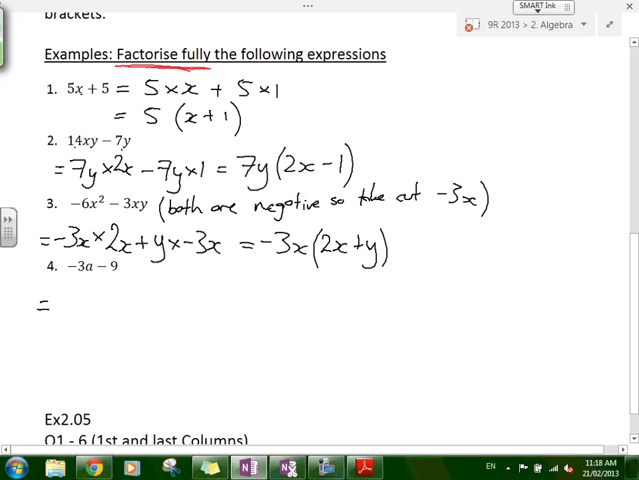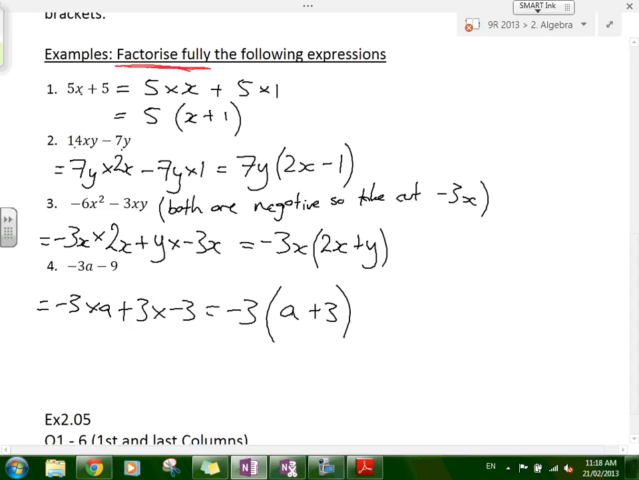What's the highest common factor of this one, right? Yeah, -3. So -3 times a, and again I'll do it like this, plus 3 times -3. And so that equals minus 3 brackets a plus 3. Okay.